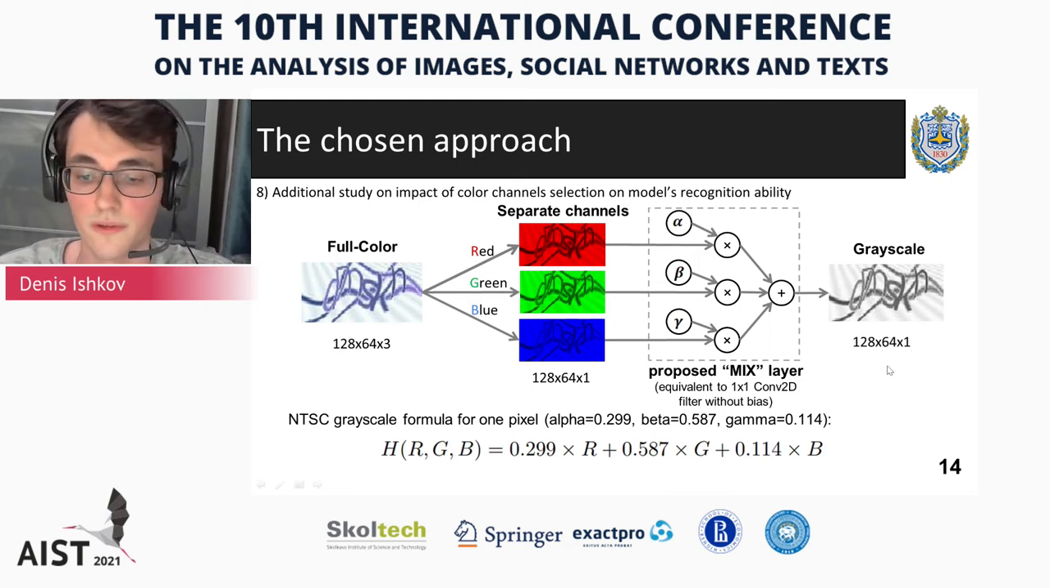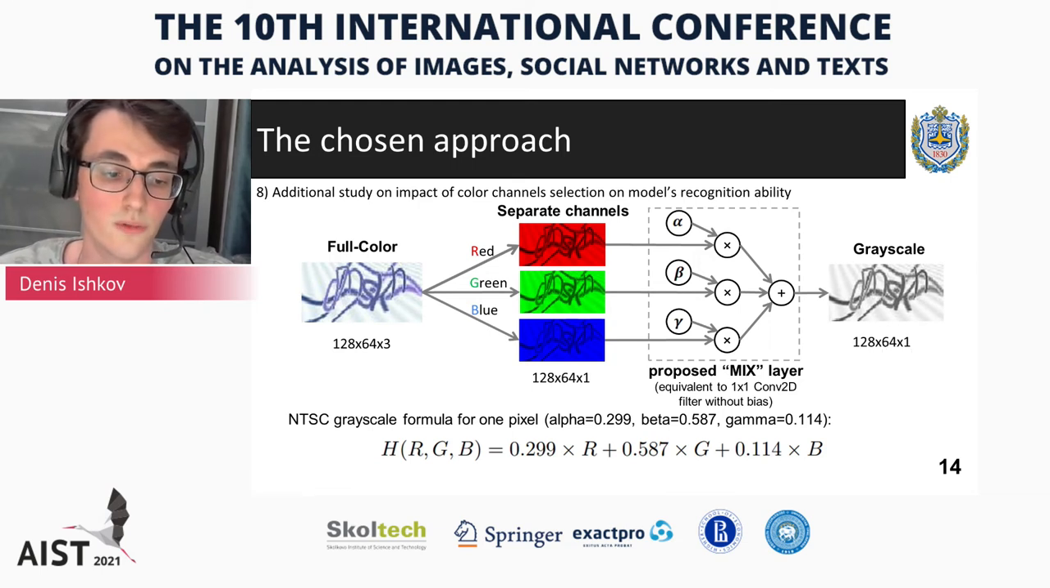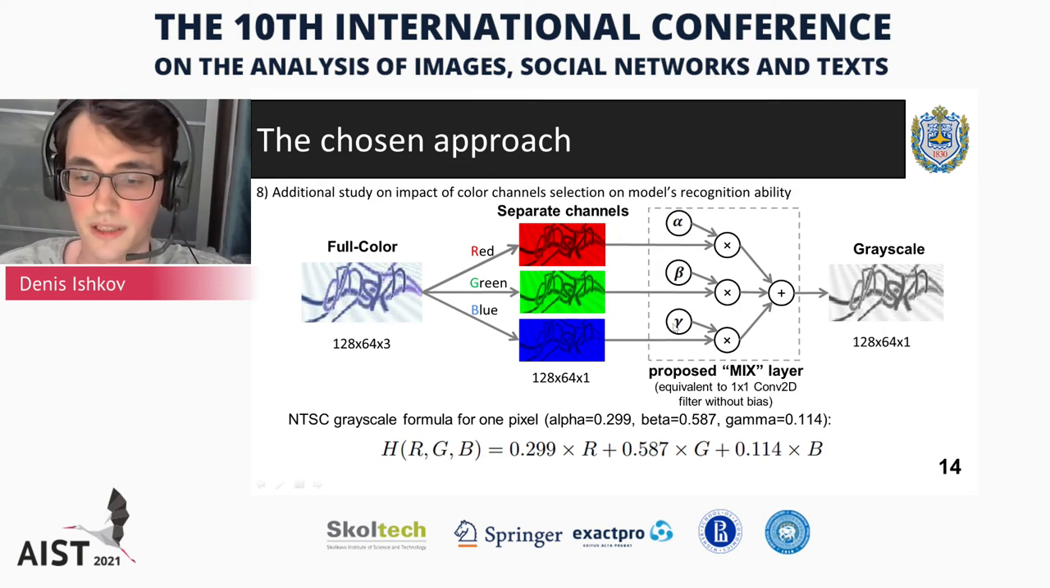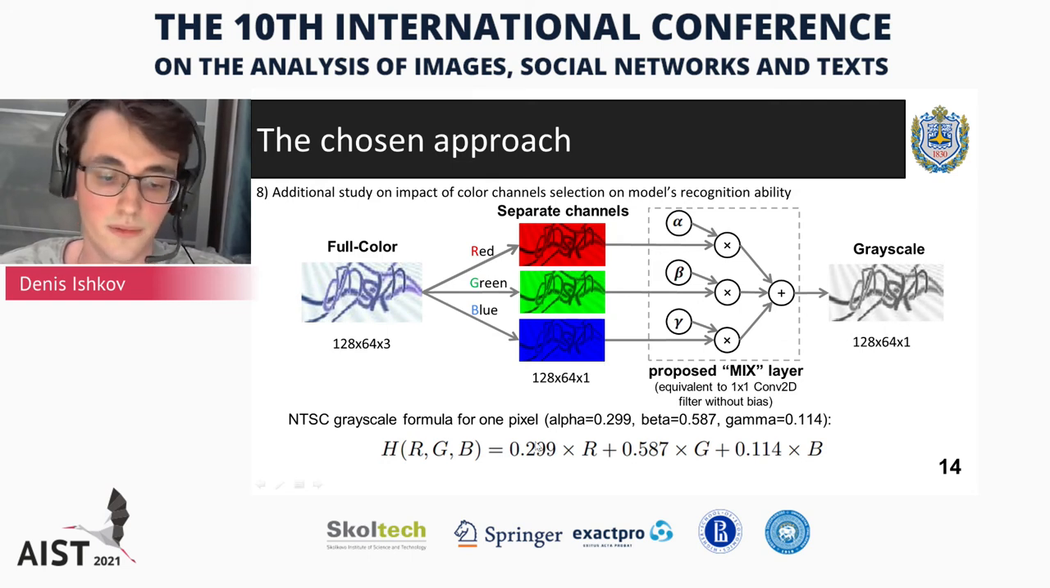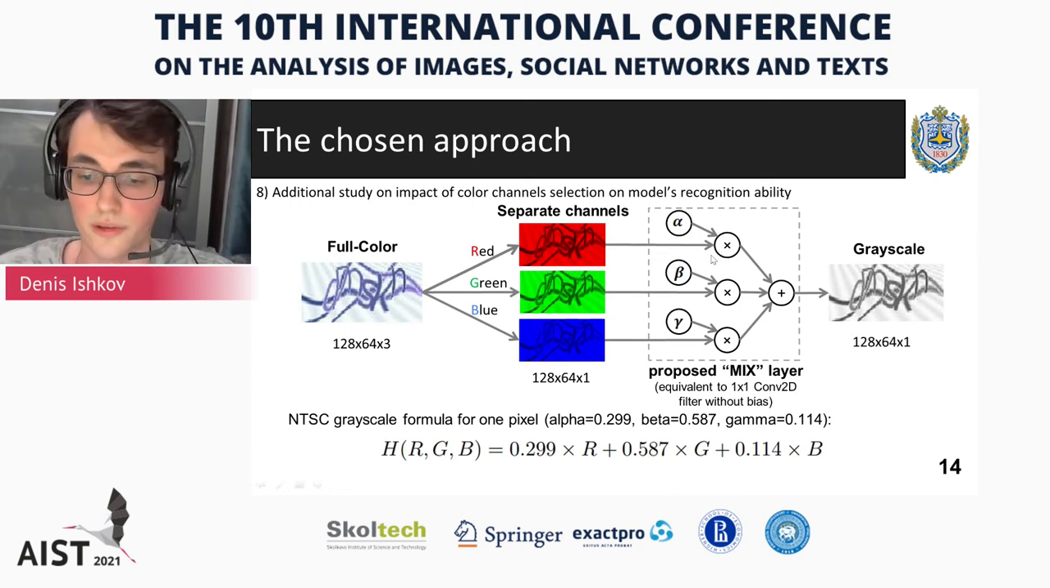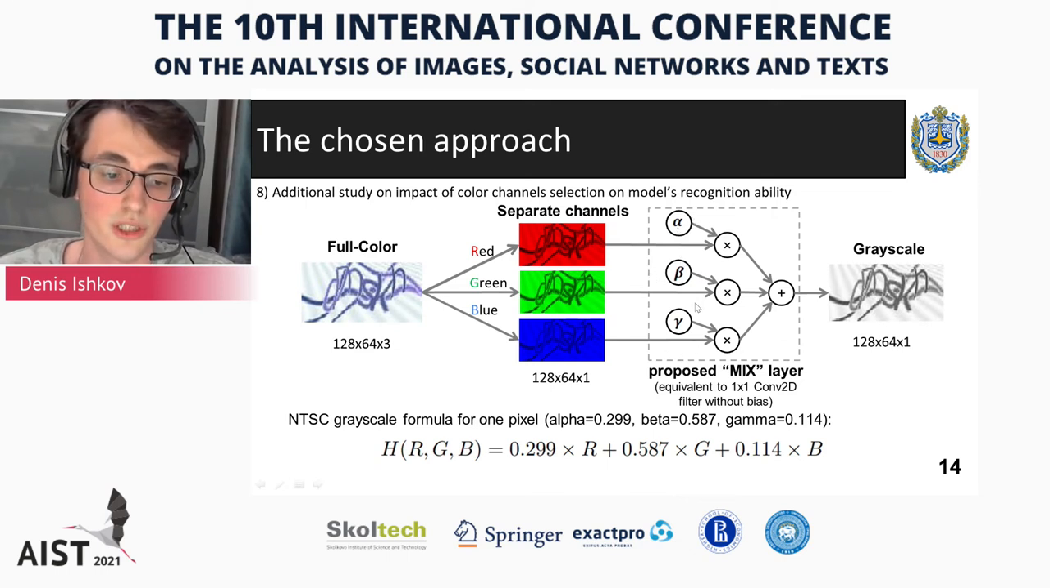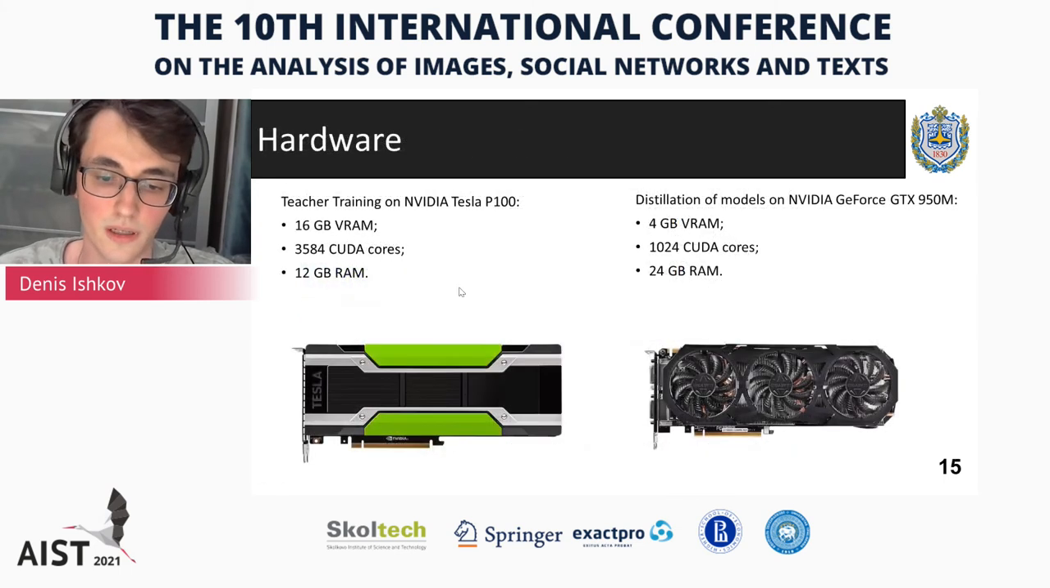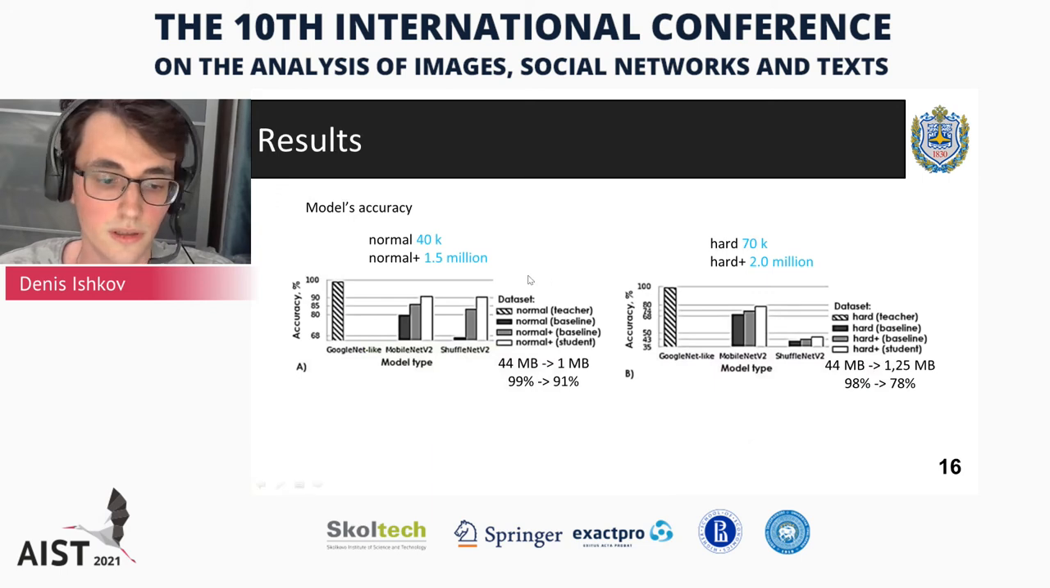This operation is actually equivalent to applying one two-dimensional convolutional filter with a kernel size of one without a bias parameter. And these three parameters are initialized with NTSC coefficients and are updated via backpropagation. By taking the magnitude of the learned coefficients, we can estimate the importance of each color channel on a specific dataset. Here you can see which hardware we used for training. And here are the results we obtained.